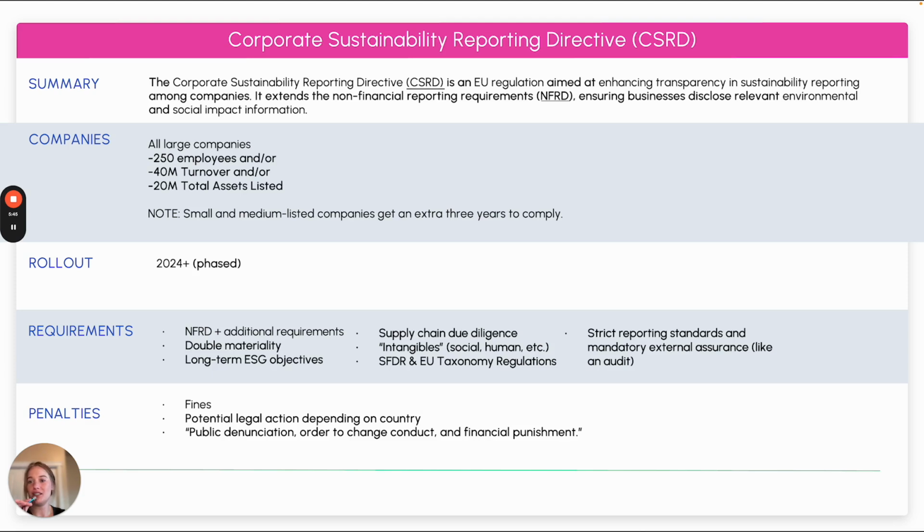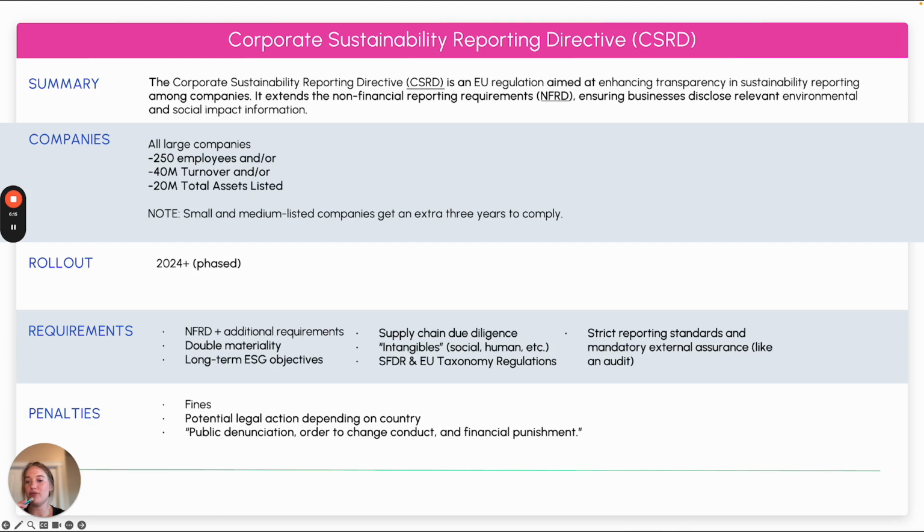You'll have to conduct a double materiality assessment, which essentially looks at the effects of your operations on the environment and people. You'll need to note your long-term ESG objectives. You'll also have to show supply chain due diligence. And sometimes people refer to that as intangibles, depending on what you're reading. And that's basically like social, human, labor impacts.